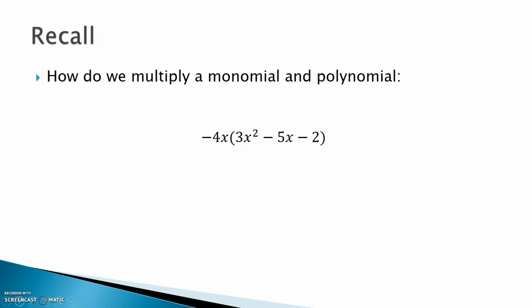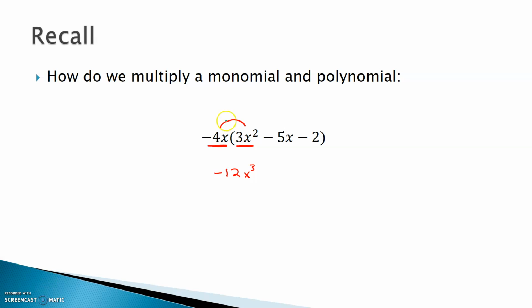Okay, so recall, what were we doing yesterday? How do you multiply a monomial, well, one term, times a polynomial, so many terms? In this case, it's a trinomial, all right? Well, we took that outside value, negative 4x, and we multiplied it times the first term. So in this case, what's negative 4 times 3? That gave us negative 12. Now be careful, what is x times x to the second power? That's going to give us x to the third power. We add the exponents, there's a 2 and there's a 1 there. So that gives us negative 12x to the third.